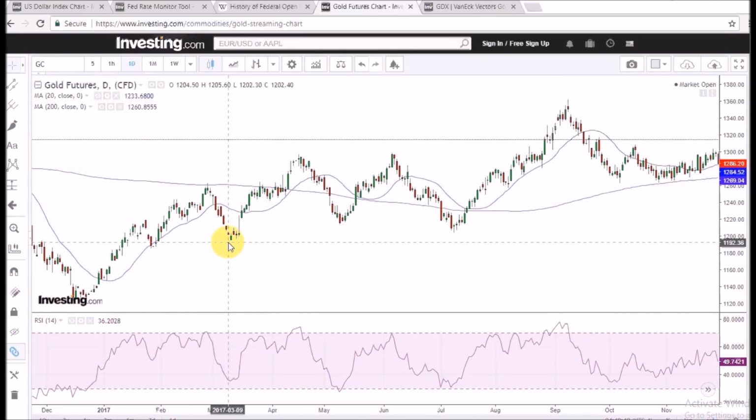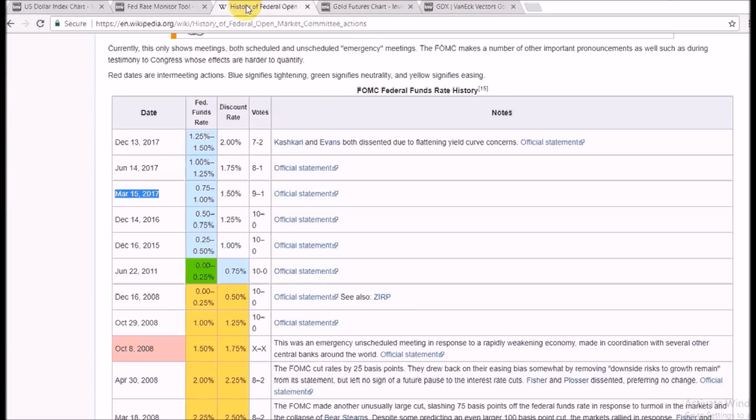Another one was on the 15th of March. Right, March 15th. There you go again. The same thing happening: expectation of a rate hike and gold moving higher.